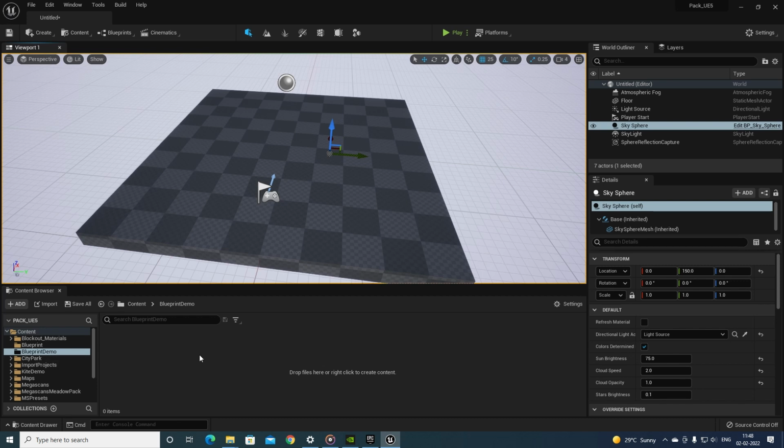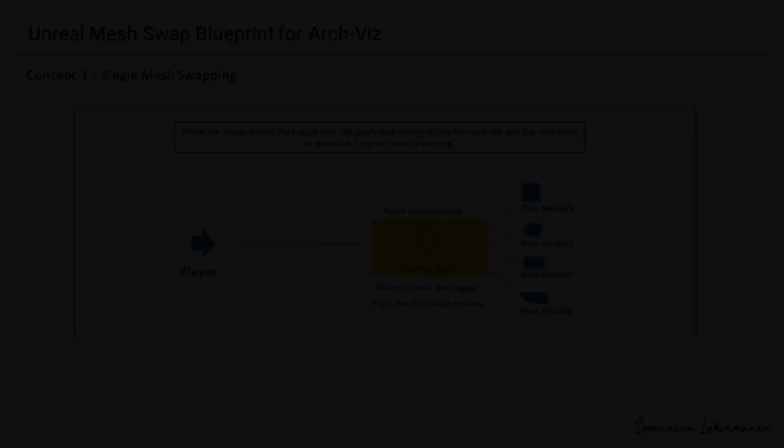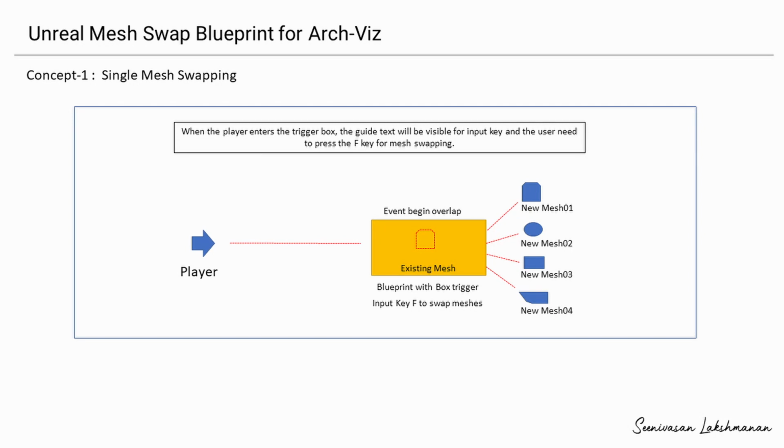Before starting the blueprint creation, we need to finalize the trigger logic for our blueprint. I'm going to create a blueprint with a static mesh, box collision volume, and user guide text. When the user enters the trigger volume, the trigger input needs to be enabled and the guide text will be visible to the user, like press F key. Then the user will press the input key to swap the mesh options in a looping concept. In the other way, when the user comes out from the trigger volume, the trigger input needs to be disabled along with the user guide text.